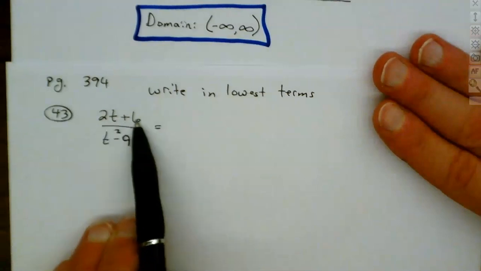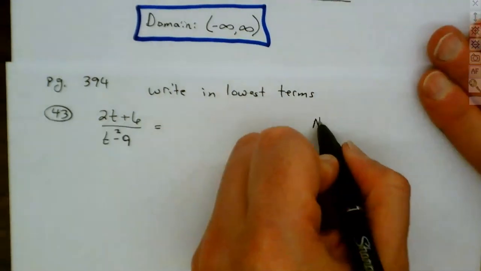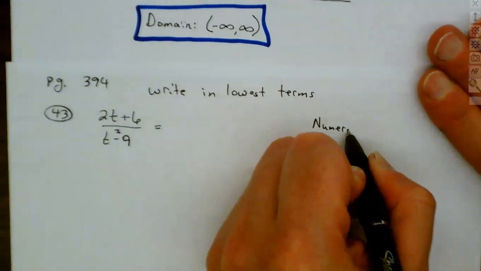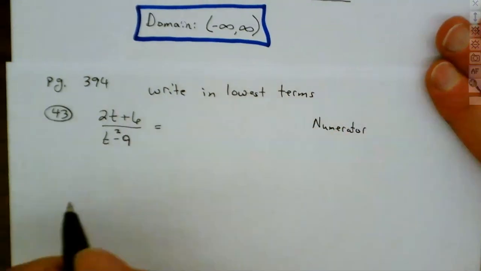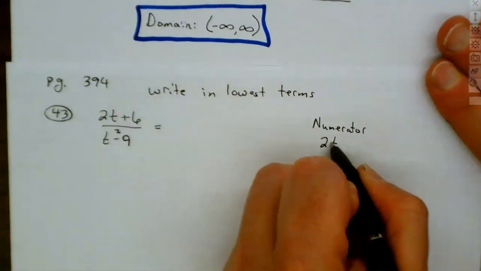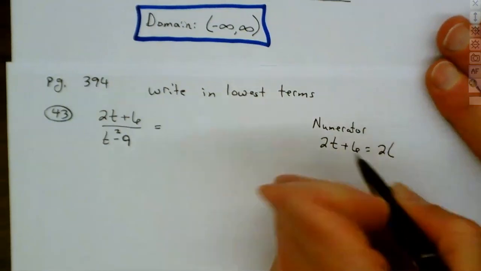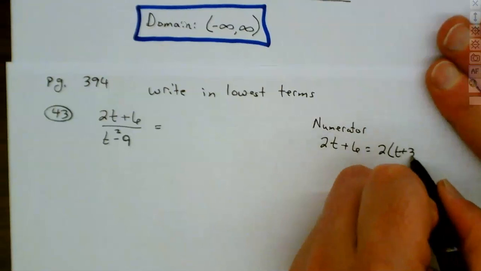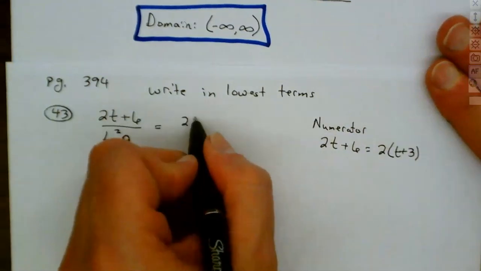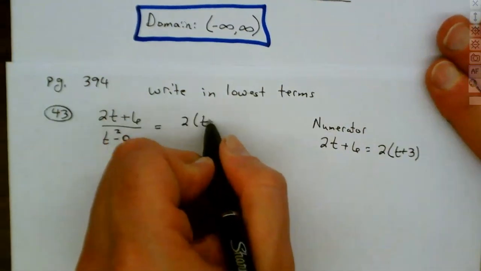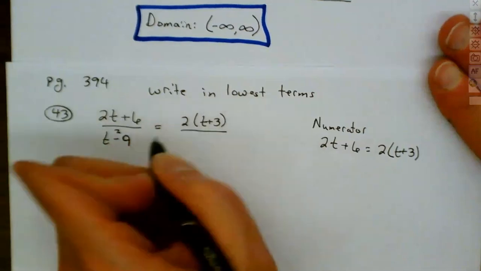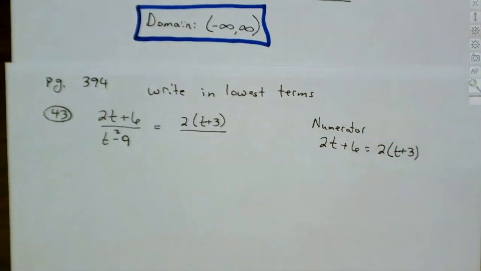Okay, so in the numerator, if you want to, you can write them over to the side. The numerator is 2t plus 6, so I can factor out a 2, and that's going to leave you with a t plus 3. Is everyone okay with that? So we did the numerator. Greatest common factor. That's all we can do is factor out that 2.